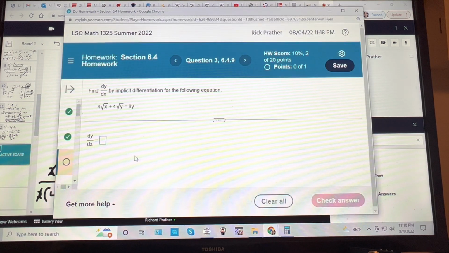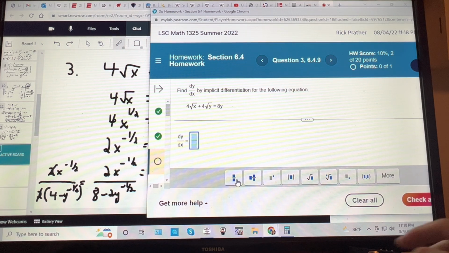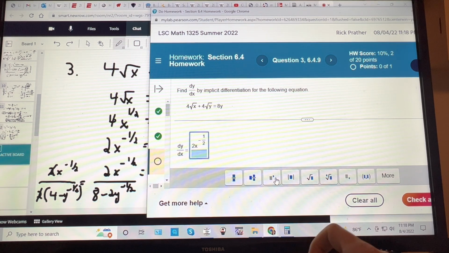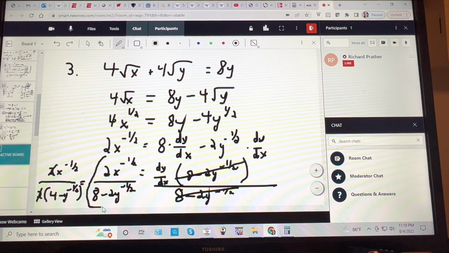So does it say? It doesn't say if they want it simplified or not. So let me see if they take it unsimplified, so then you'll know whether you have to do that or not. 2x to the negative 1/2. My guess is they're going to say simplify this. 8 minus 2y to the negative 1/2. No, see, they took it. So you could reduce, but if you don't have to, then why waste time doing it or take a chance you might do it wrong? That's one good thing about homework, is you can try stuff like that and see what's allowed and what isn't allowed.